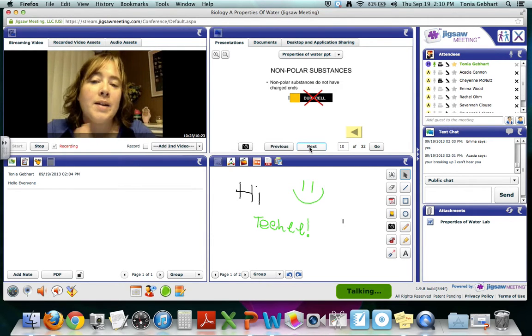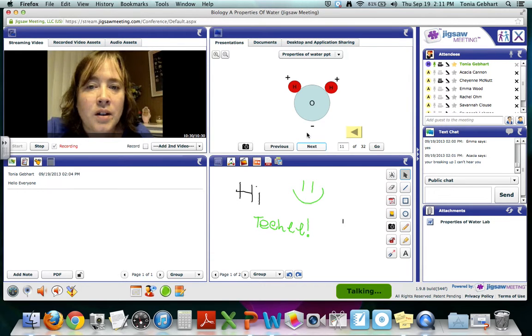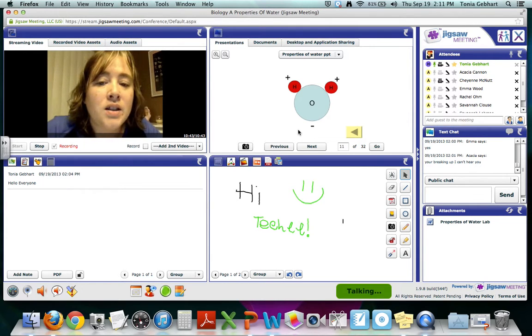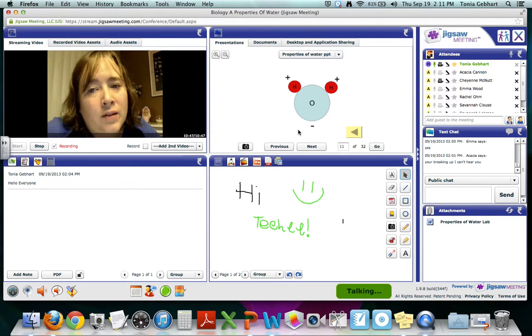Nonpolar substances are molecules that will not have a charged end, so they are neutral all the way around. Water happens to be a polar molecule because it has a positive end over here on the hydrogen side and a negative end on the oxygen side. So it's slightly positive, and there is some attraction from negative particles on the positive end. And it's slightly negative over here on the oxygen end, so you have an attraction to positive molecules from the oxygen side.